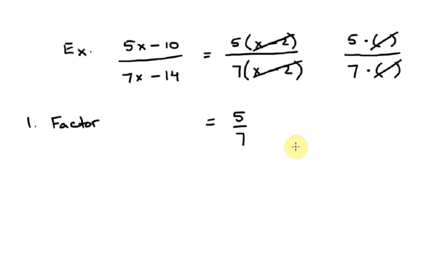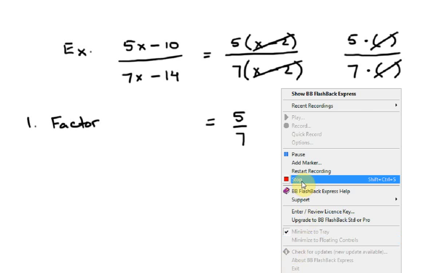5 sevenths. And I'm going to throw in one little restriction here. There's one thing about x: x cannot equal 2. Because if x equals 2, you're making a 0 on the bottom, and that's considered bad. I think that's where I'm going to stop, and we'll continue in a little while.